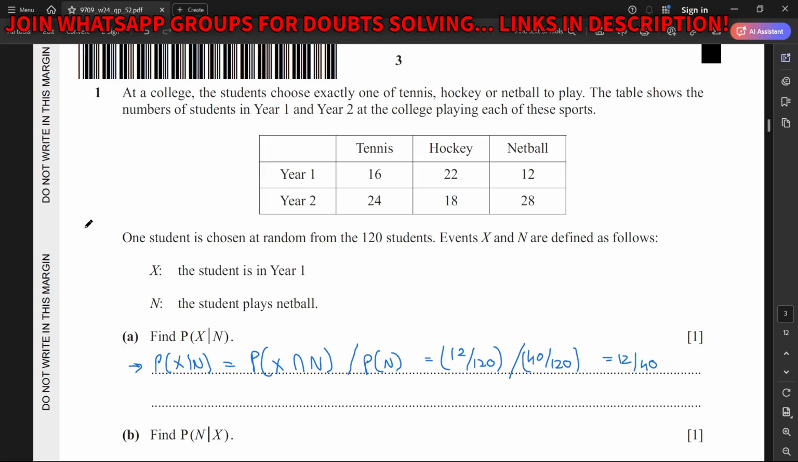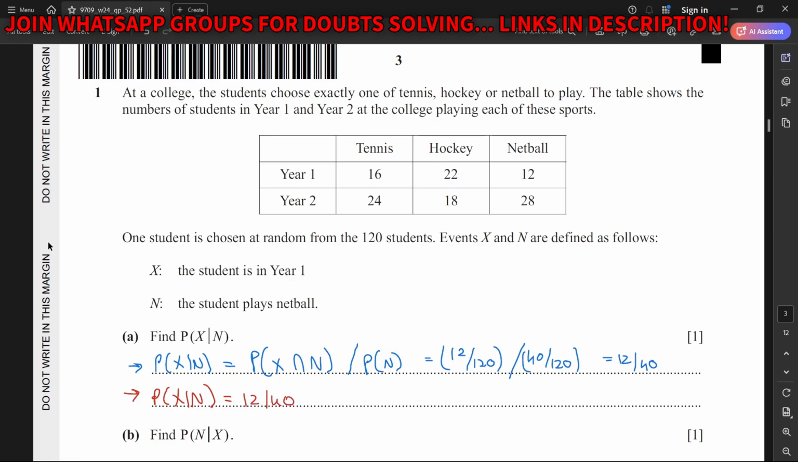So you can directly do this from the table that there are 12 students in year 1 that play netball out of 40 students who play netball. So 12 by 40 right away you could have got it, or else you can use this full formula as well. It is completely your choice. So the answer comes out to be 12 by 40.